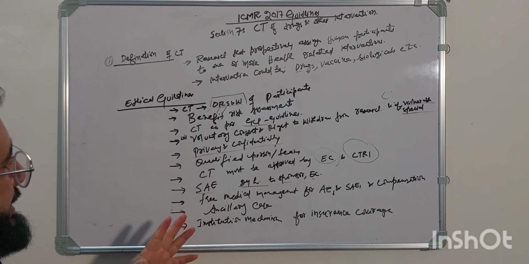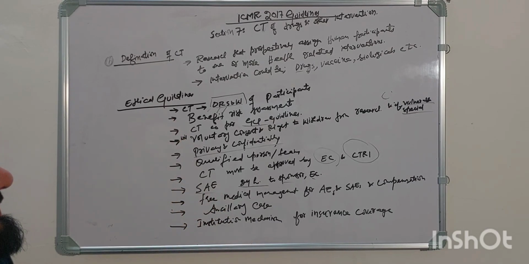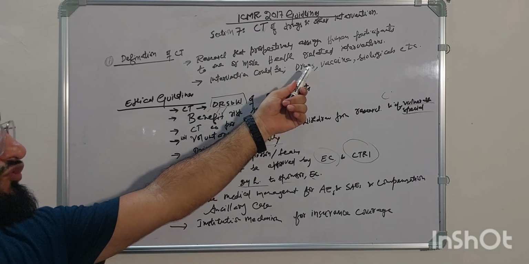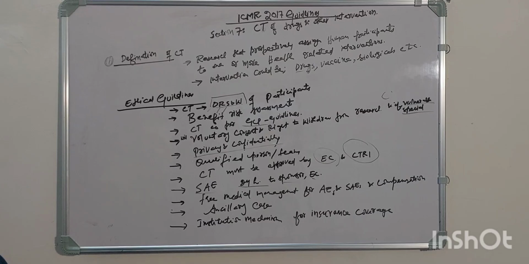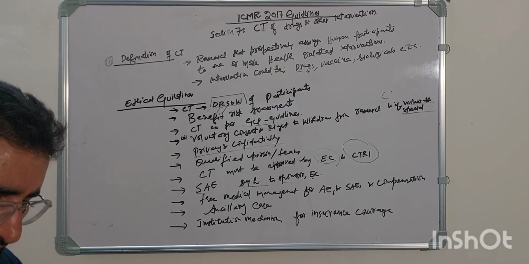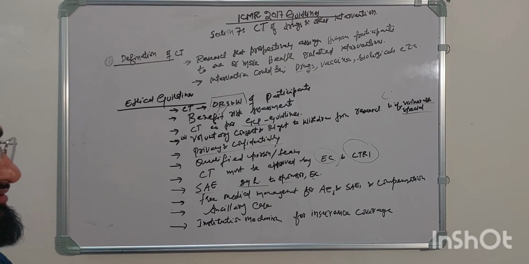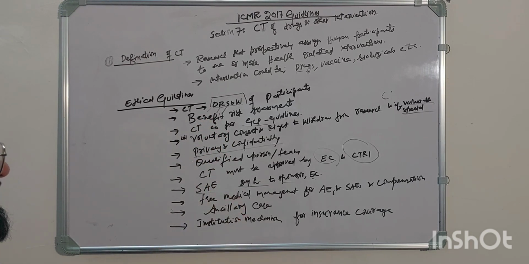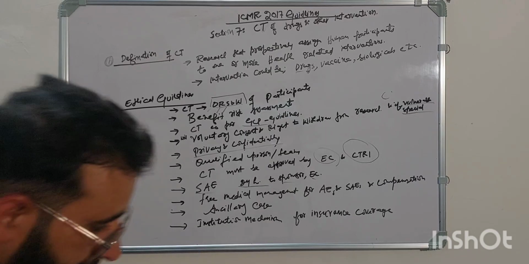So these are the ethical guidelines as per the ICMR 2017 guidelines. We have to follow these guidelines in order to carry out any kind of clinical trials with respect to any kind of interventions. Interventions I have mentioned here: drugs, vaccine, biologicals, phytochemicals, surgical interventions, medical devices, any kind of interventions. So we have to follow these guidelines while carrying out clinical trials.